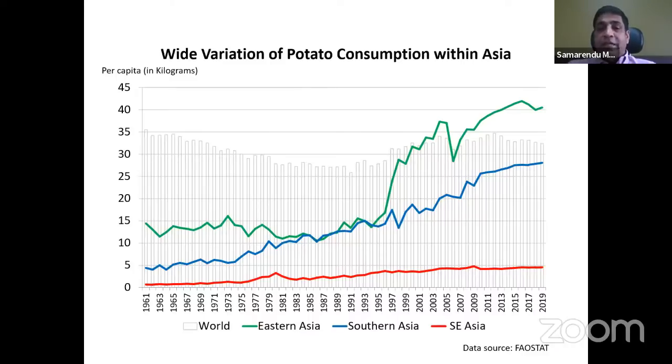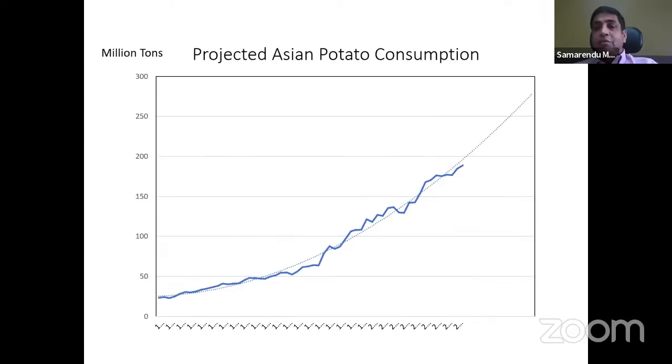But if you look at Eastern Asia and Southern Asia, where India and China are, they're the drivers of potato consumption. You can see in Eastern Asia the per capita consumption, mostly led by China, is very high. And the same in India, where these two are the drivers of potato consumption in these two regions, both Southern and Eastern Asia. And it's going to continue in the future. This is the Asian potato consumption over the years. You see a strong upward trend, which is going to continue.